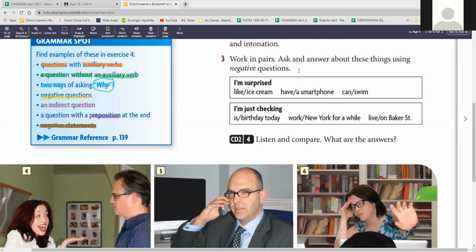Don't like ice cream? Yes, please. Can you repeat, please, Larissa? Don't you like ice cream? Yes, great. Very nice. So when I ask this question, I'm showing that I'm really surprised. I go, hey, everybody likes ice cream. Don't you like ice cream?